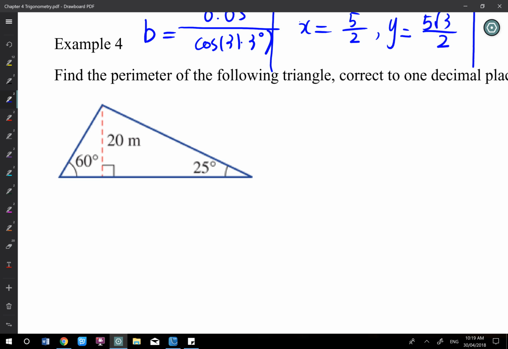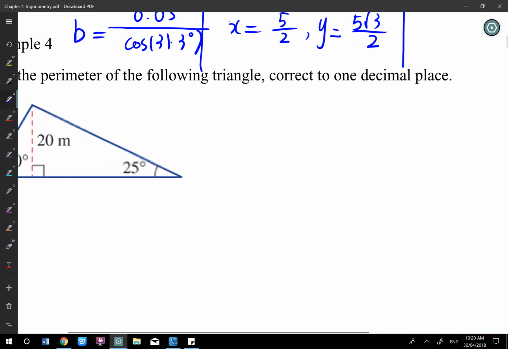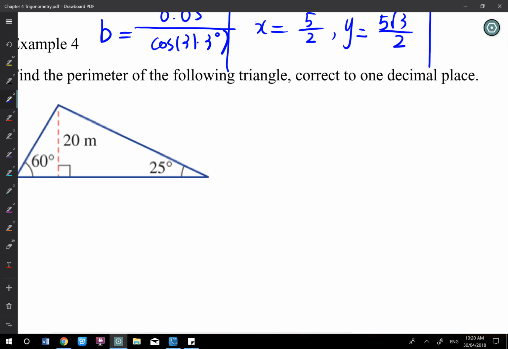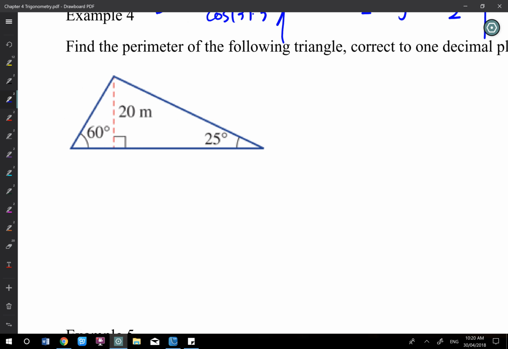You keep all the exact values and then do rounding at one time in the end. For example, I'll show you an example of this. Find the perimeter of the following triangle, correct to 1 decimal place. This 1 decimal place needs to be rounded in the end.